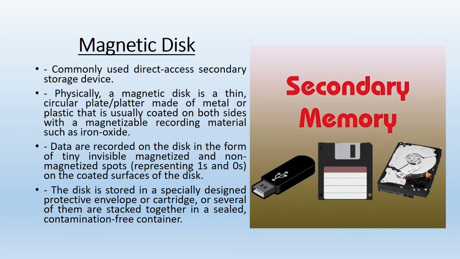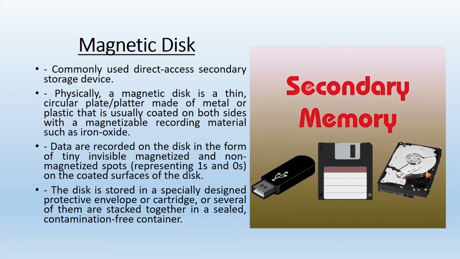So they are secondary storage devices, and physically a magnetic disk is a thin circular plate made of metal or plastic that is usually coated on both sides with magnetized recording material such as iron oxide. We covered this in lesson number 1, right? So over here you see we have some examples.